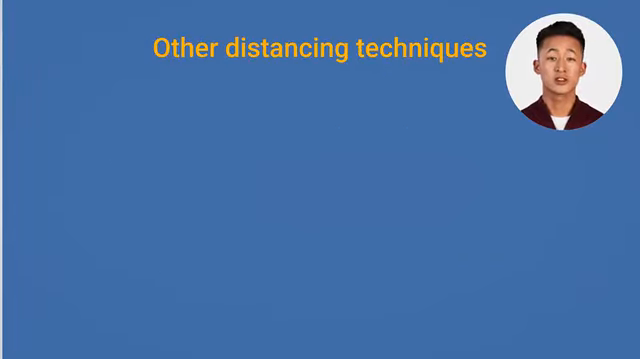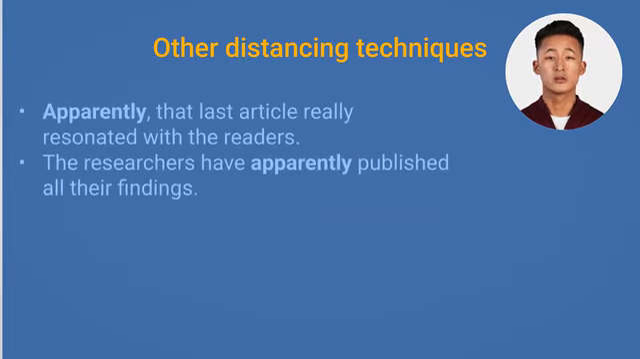Apparently can also be used to distance yourself from the information you communicate. As you can see from these examples, it can go at the beginning of the sentence or before the main verb. Possibly or probably could also be used, but only positioned before the main verb.